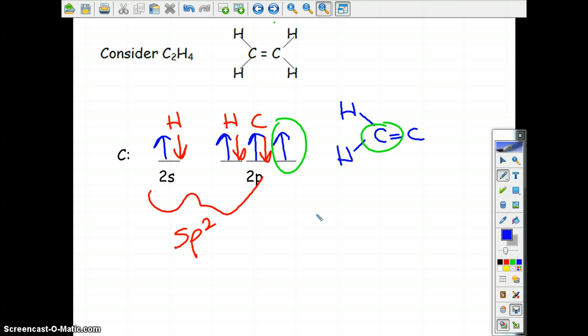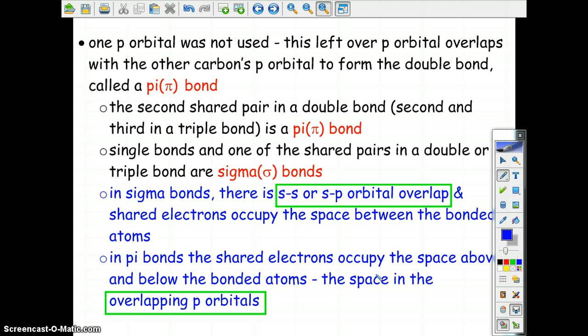Now, I have all that explained on the page, but I like to give you the background. I like you to know that sigma bonds are s-s or sp orbital overlap, and that pi bonds are p overlapping with p. But what it comes down to is you're going to have to look at a molecule and tell me how many sigma and how many pi bonds they have. So to do that, every single bond is a sigma bond. If you have a double bond, 1 is sigma, 1 is pi. And if you have a triple bond, 1 is sigma and 2 are pi.